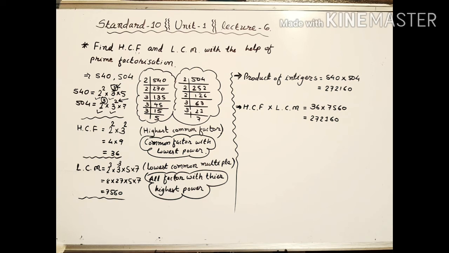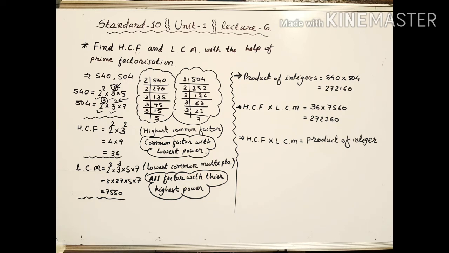and here we got the answer 272,160. So the product of the integers and the product of HCF and LCM are equal. So we can write a formula here: the product of HCF and LCM equals the product of the integers. Understand? So this is the result we got.